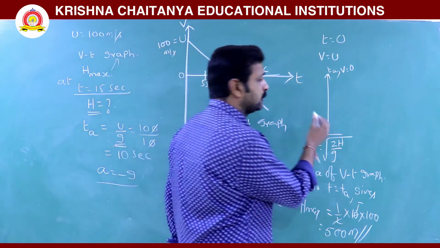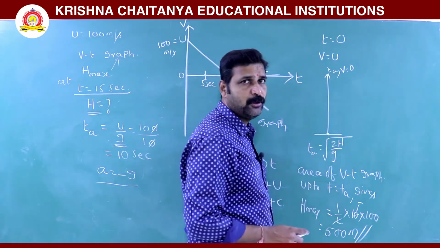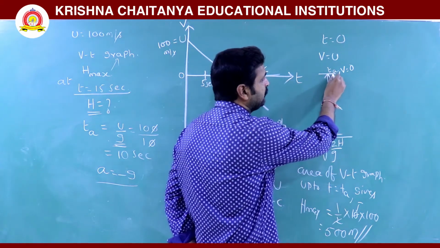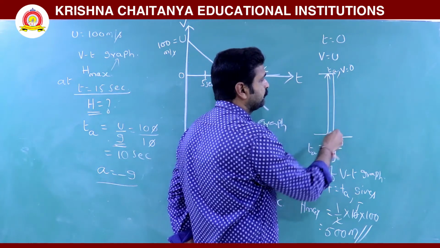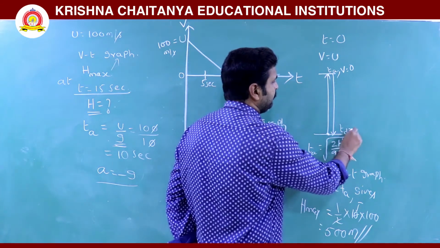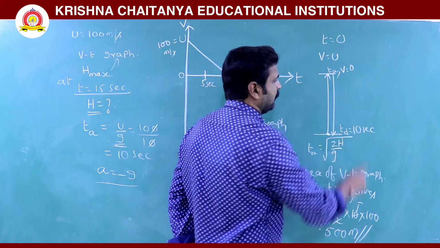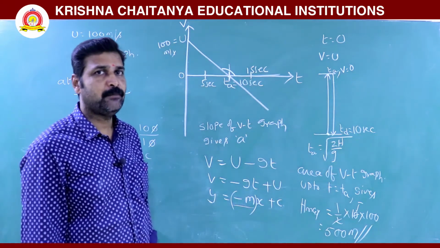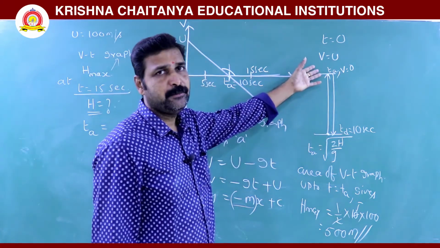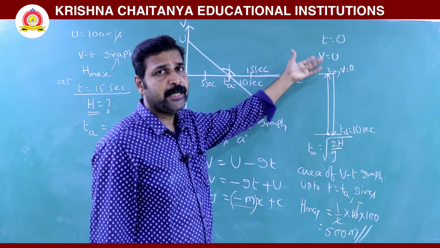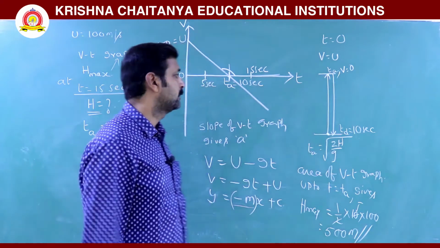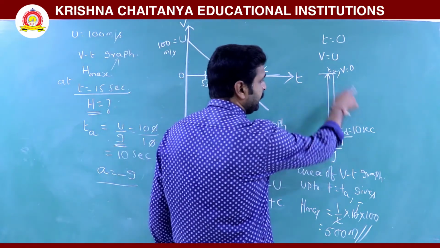When we discuss a vertically projected upwards body, when it reaches maximum height, from there it turns back and again comes down. Time of ascent is equal to time of descent, as we know. So again it takes 10 more seconds to come down. Since the time taken to reach the maximum height is 10, the time taken to reach the ground from that height is again 10, since time of ascent is time of descent. That means total time is 20 seconds.